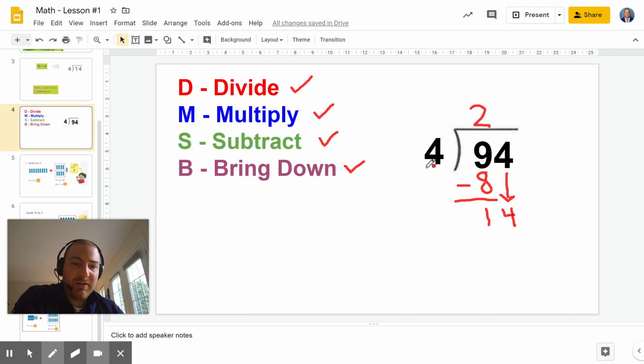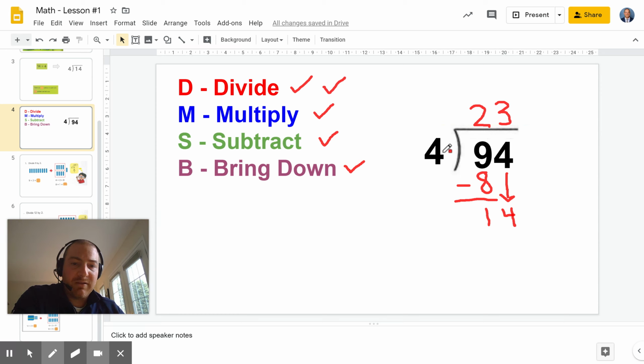So I'm still going to use my 4. We're always going to use the outside number for our steps. So I'm going to divide 4, now not into 9, not into 94, but into this new number. I've created this remainder. So 4 goes into 14 3 times. Now I've divided a second time.